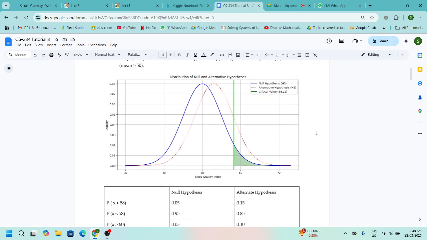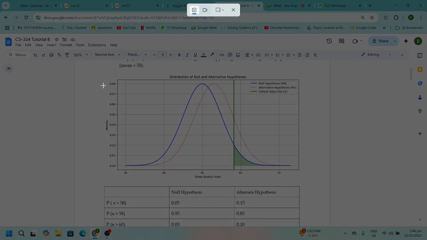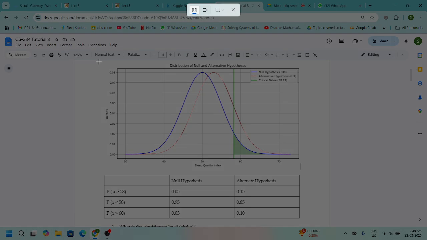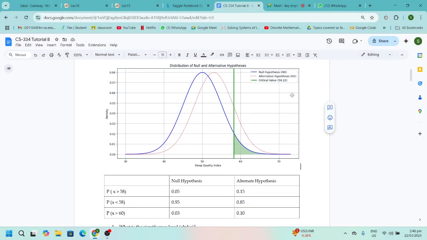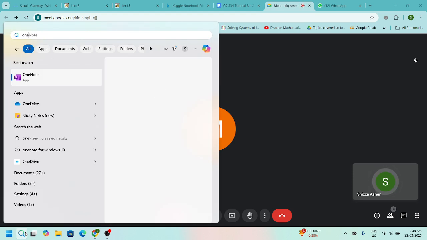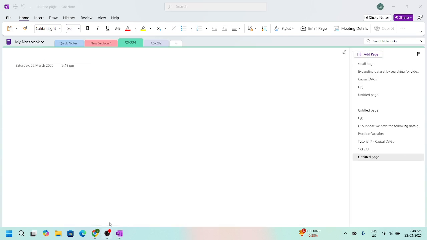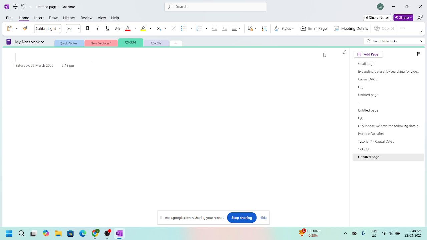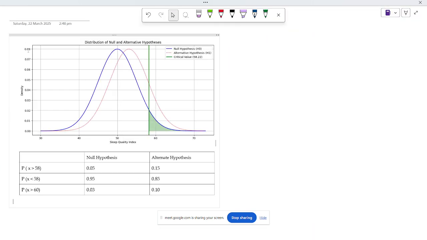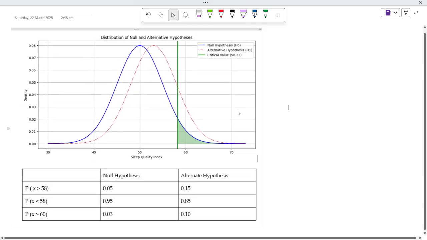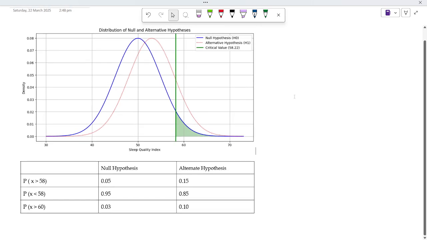I'm just gonna move this to OneNote real quick and show you this a little more clearly, because I feel like there is a little confusion. I'm just resharing my screen. I am opening OneNote. Is my screen visible again? Yes. Okay, thank you. So let's see.